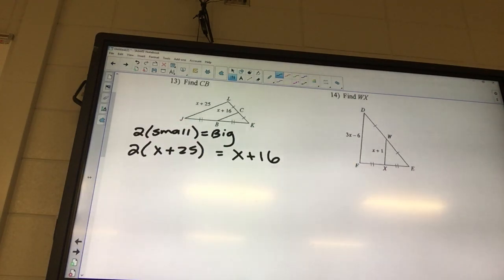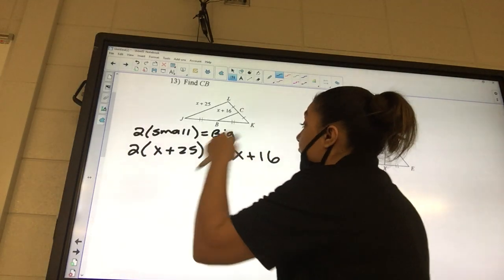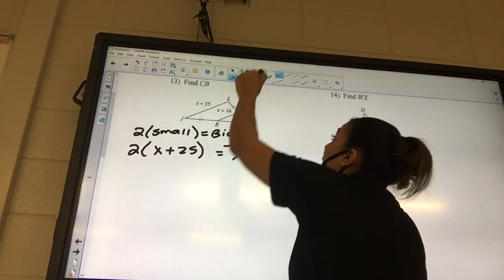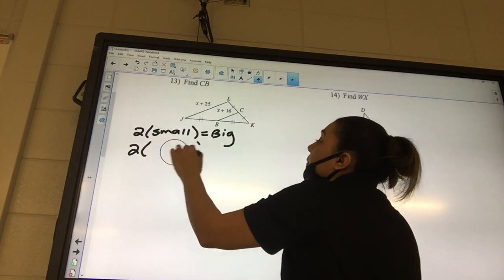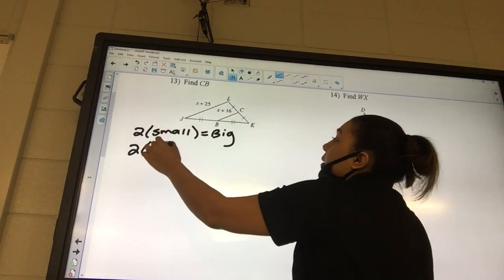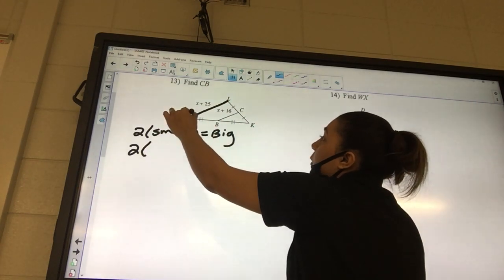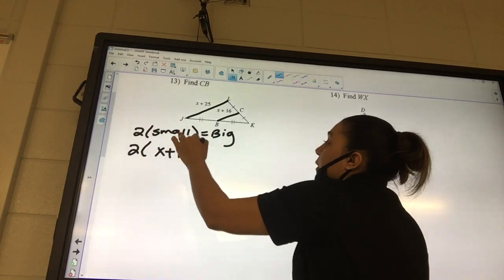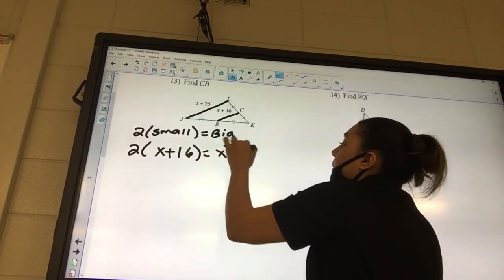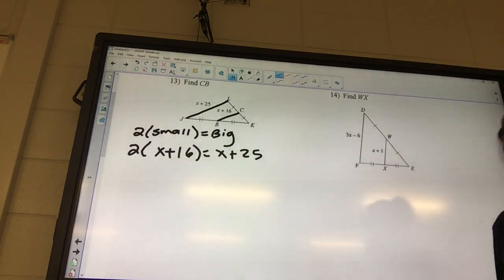Oh, you put the big number first. Yeah, I put the big one where the small one should be. I realized it when I hit the 5, but then I thought, I'll go with it. Okay, so x plus 25 is really the big one, and x plus 16 is the small one. So you have to put them in the right order, otherwise you're going to get some kind of crazy answer. So make sure that it looks like that rather than what I wrote initially.